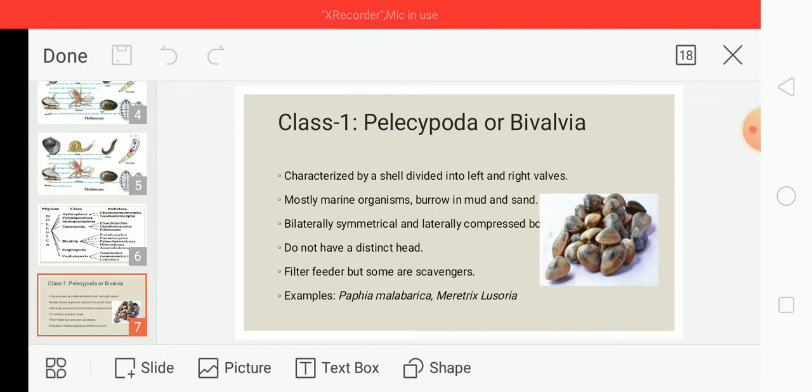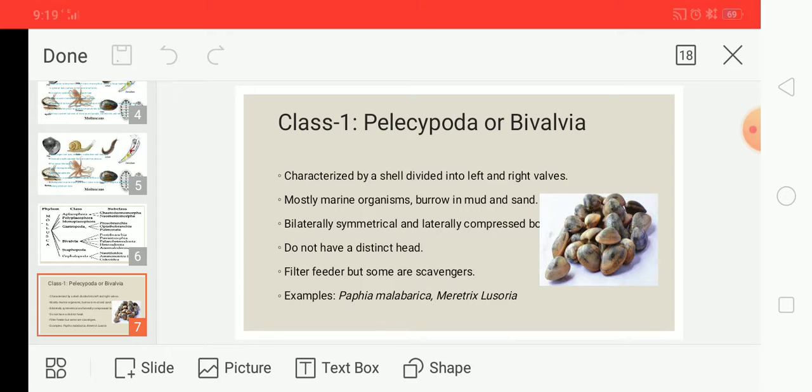bivalves. Bivalvia have bilateral symmetry, in which the body can be split into two equal halves, and the body parts are arranged on two sides of the central axis, bilaterally symmetrical.